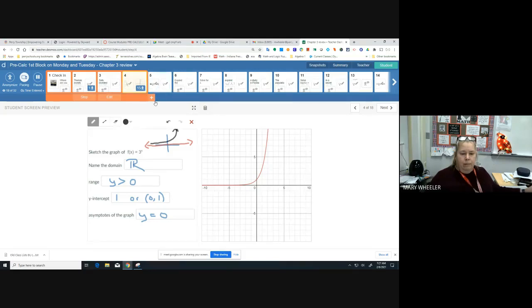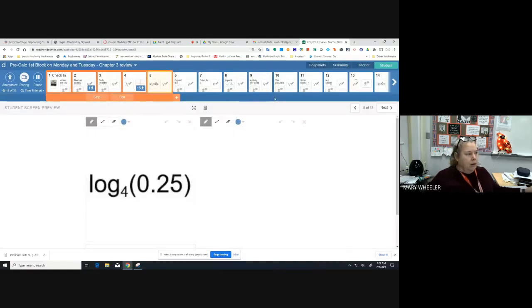All right. Go to screen number 5. We're going to do this one without a calculator. The trick on this one is knowing that 0.25 is 1/4. And 1/4 is 4 to the negative 1.